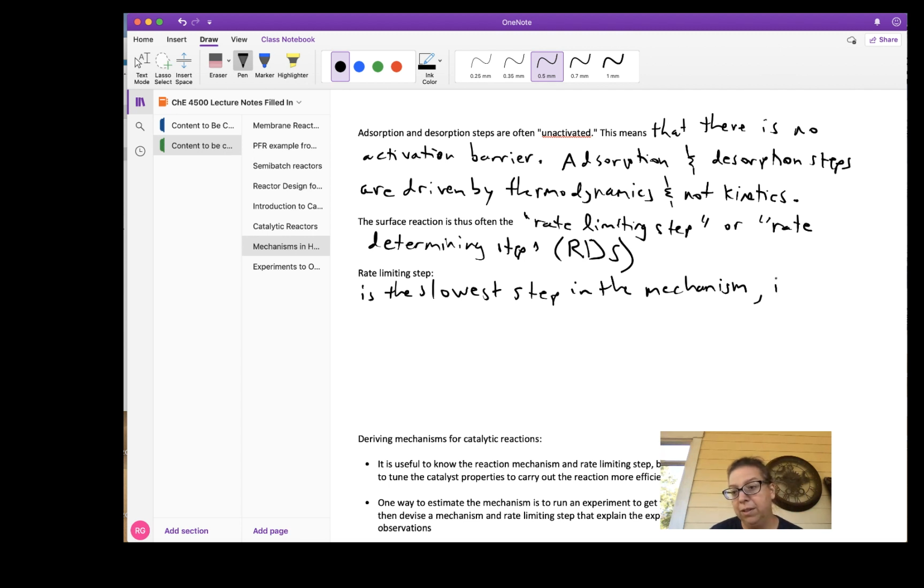In other words, the bottleneck step. So if you think about a mechanism being a series of steps, the one that's causing the mechanism to go slowly, or go slower than it could, is this bottleneck step. So it defines the rate of reaction.